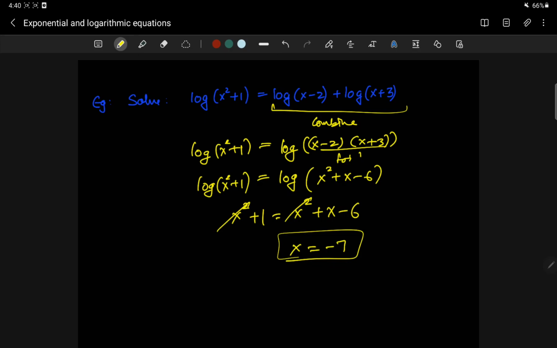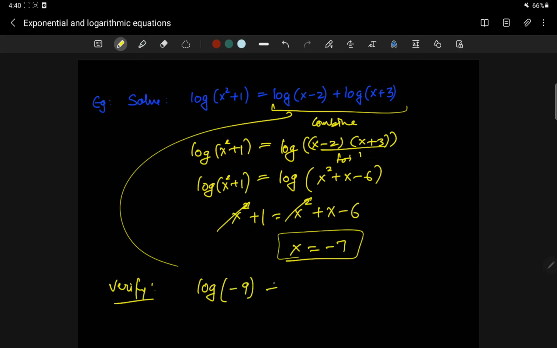Now here, however, we have to be a little careful. Why is that? The reason is, when you verify your left-hand side, you are going to get log of negative 9 plus log of negative 4, which is not defined.